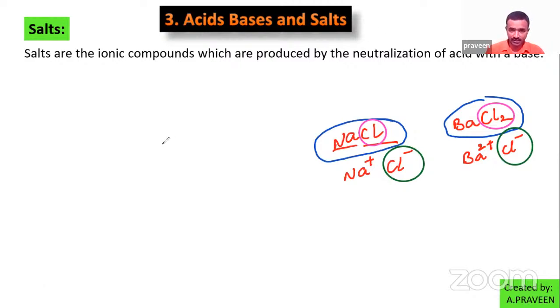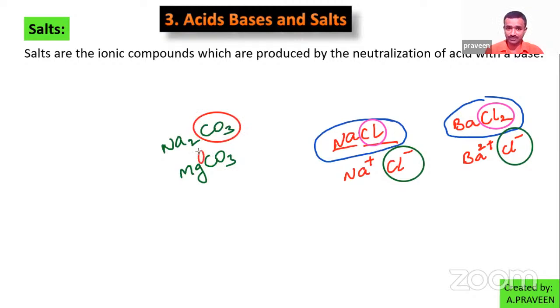For example, sodium carbonate, Na2CO3. One more, MgCO3. Here, there is a commonly available group of atoms.